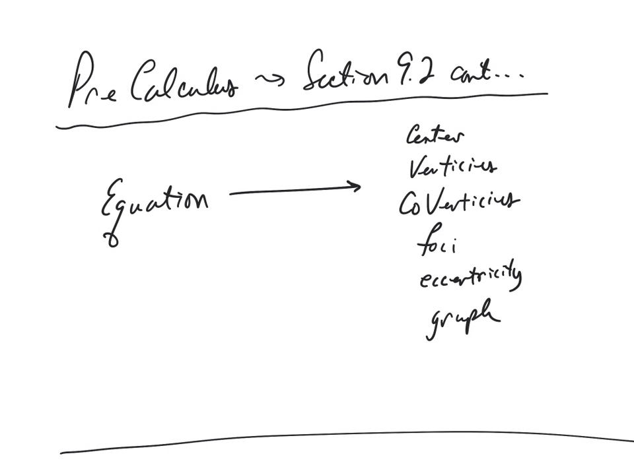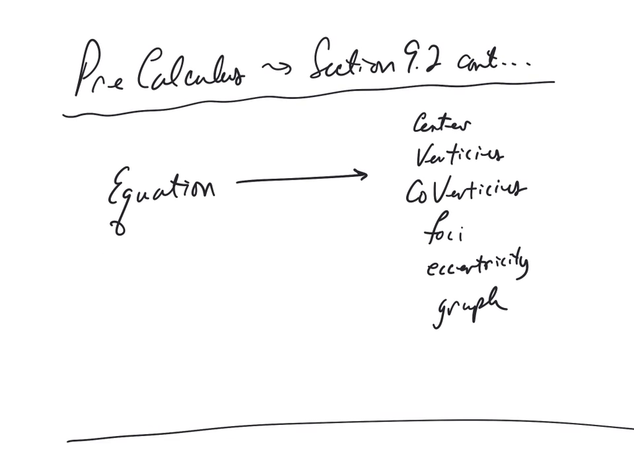Okay, we're going to finish up section 9.2 today, continuing to look at ellipses. But today we're going to look at the problems essentially in reverse. What we've done so far is start with the equation of an ellipse, either in standard form or general form. And then you have looked at how to find the center, the vertices, the co-vertices, the foci, the eccentricity, and the graph of the ellipse. Well, today we're just going to do that problem in reverse.